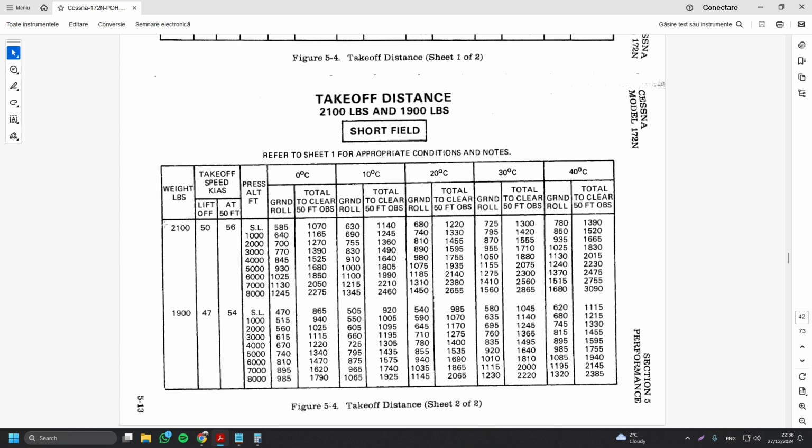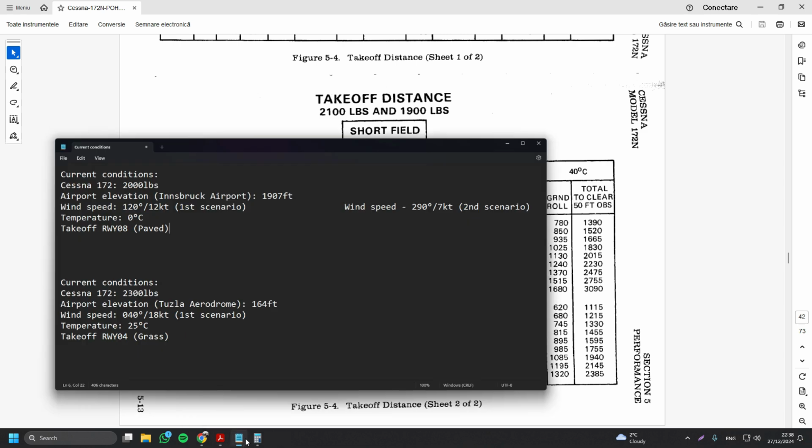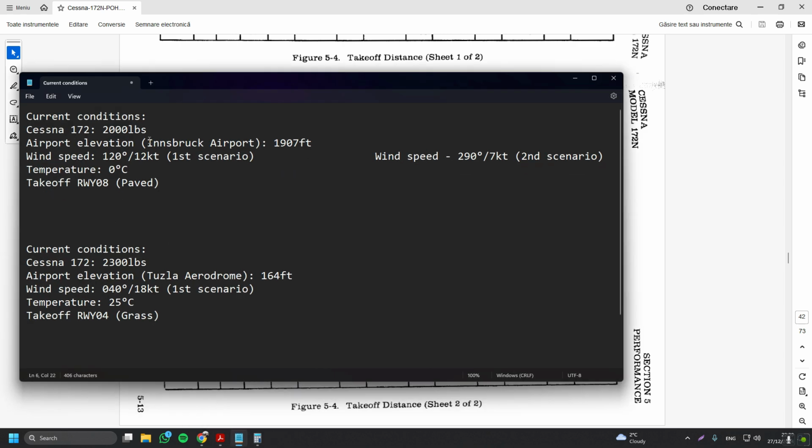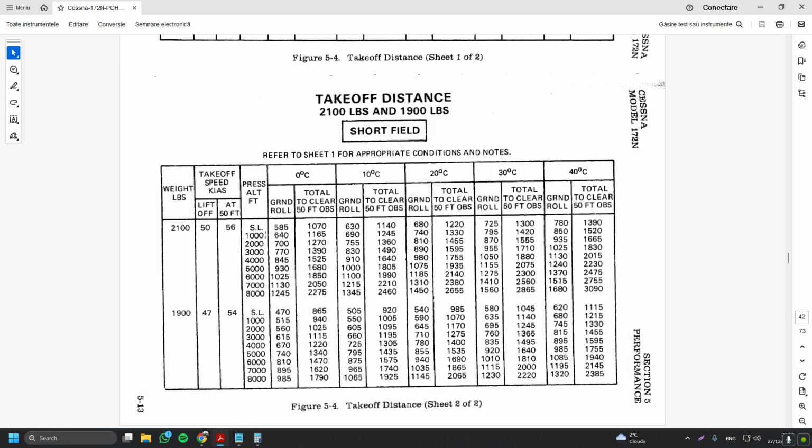So let's calculate it for the 2,100 first. We are at Innsbruck, which has an elevation of 1,900 feet. Let's look here, 1,900 feet. It's very, very close to 2,000, so we'll select 2,000 for this one. Always aim for a higher number because it's safer. So 2,000 feet elevation.